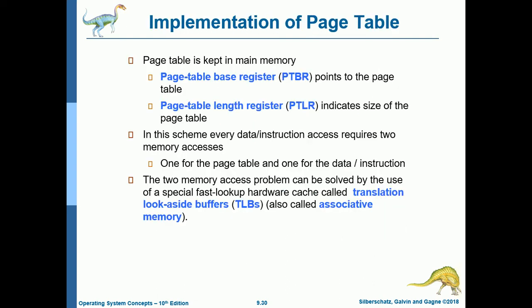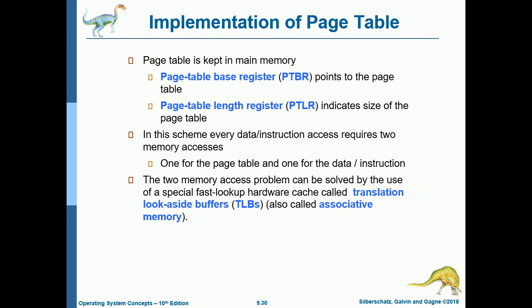Okay, next we have implementation of page table. The page table is kept in main memory. We have the page table base register, or PTBR, which points to the page table. We also have the page table length register, or PTLR, which indicates the size of the page table. So in this scheme, every data or instruction access requires two memory accesses: one for the page table and one for the data or instruction.